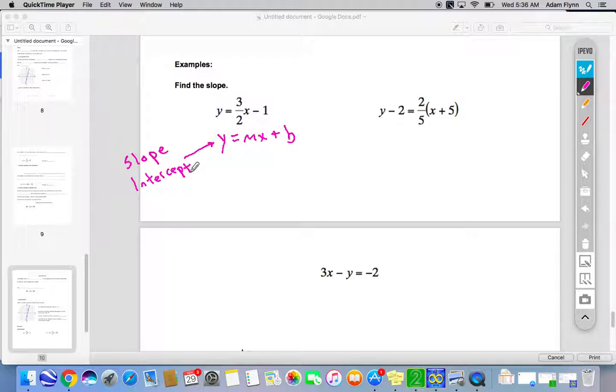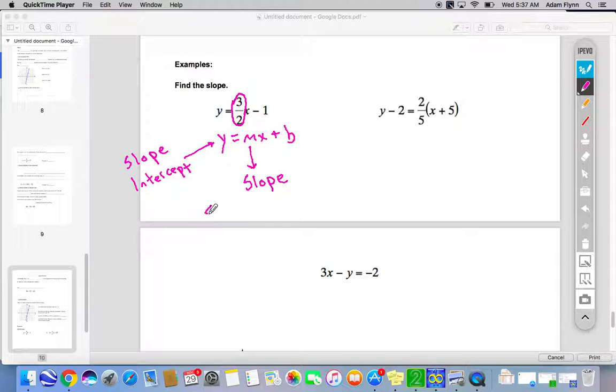And it's called this because this equation automatically tells us what the slope is and what the y-intercept is. So we know this m would be our slope. So all we have to do is identify in this equation what our m is. Well, that's our y, that's our x, and that's our b. So our slope must be 3 over 2.